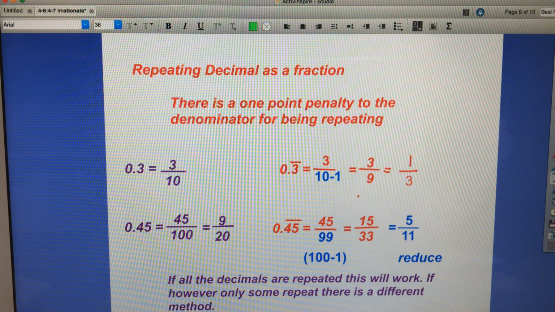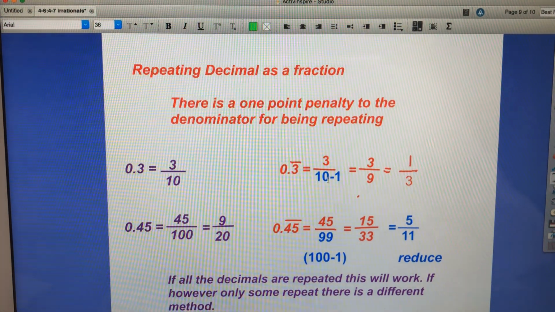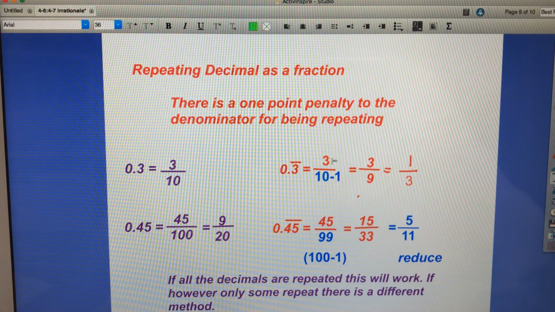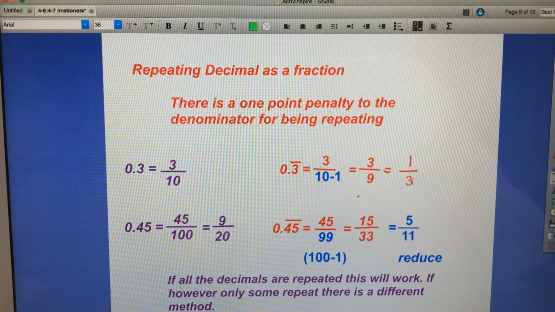What if I have a repeating decimal as a fraction? Well, there's this cute little rule that I'm just going to go straight to the shortcut, which tells you if I had 0.3, that would be 3/10. 0.45, 45 hundredths, which reduces to 9/20. But what if that 3 repeats? When you have a repeating decimal, there is a 1-point penalty to the denominator for being repeating. It doesn't matter if it's 10 or if it's 100, if it's 10,000, it's still just minus 1. So 3 over 10 minus 1, 3/9, equals 1/3.